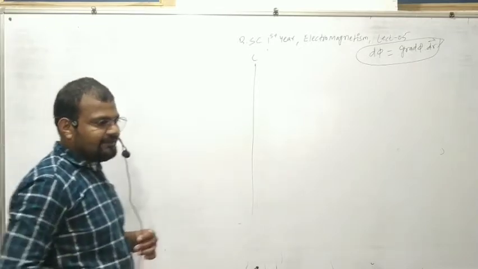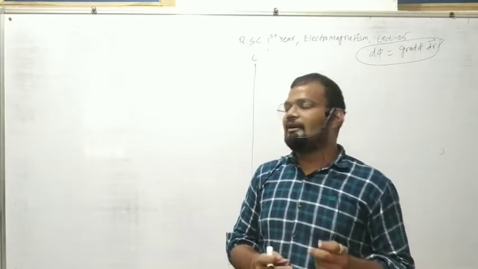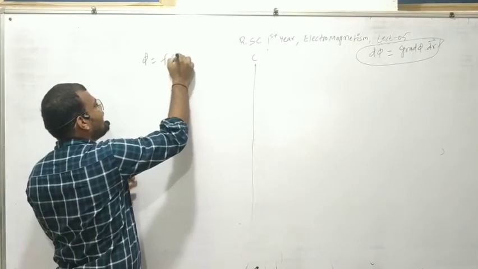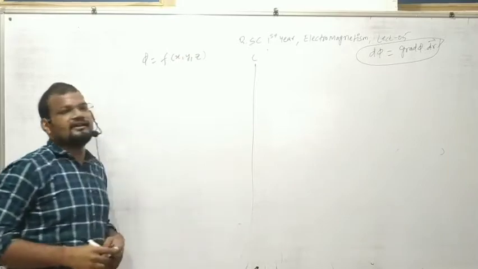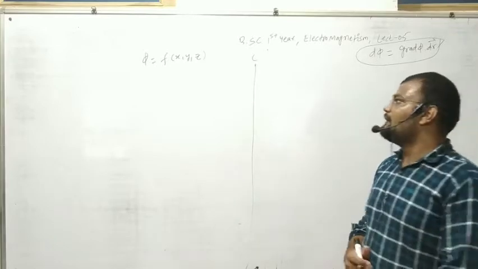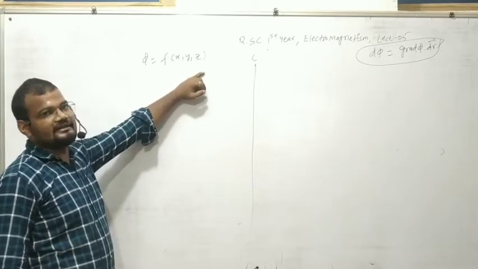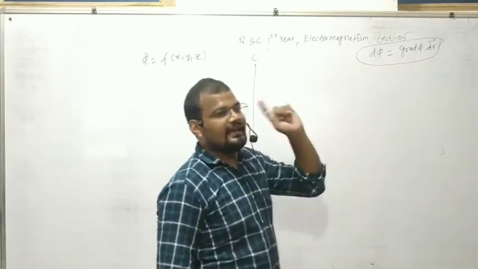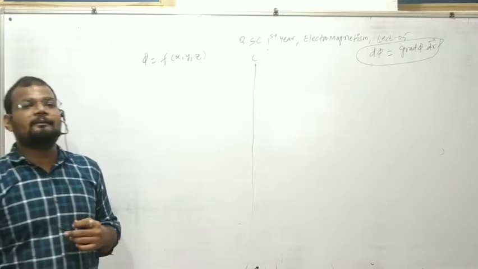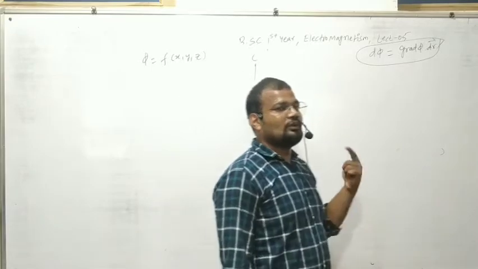And before starting the mathematical expression or the diagram, I told you that the scalar function phi is a function of x, y, and z. Phi is a function of x, y, z. Means the value of the scalar function phi will depend on x and y and z. But remember, these three, x, y, and z, are independent variables. Means they will not depend on each other.